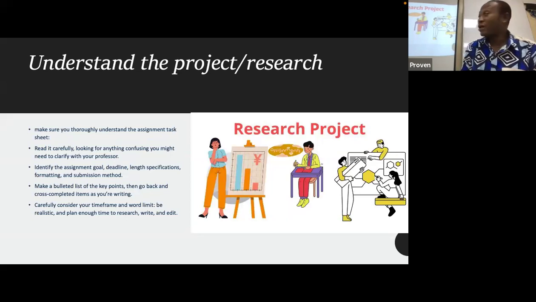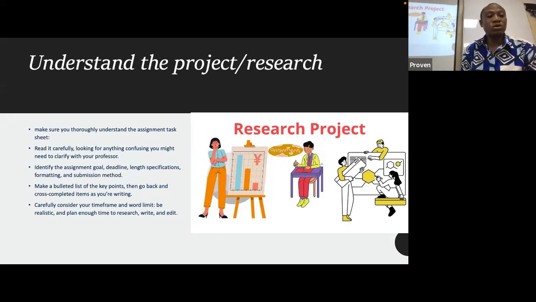Okay, so before you embark on it, some of the things you need to do is to ensure that you thoroughly understand what you are doing. So maybe I want to write a research paper on, let's say, how to mount a 2.5 meter dish. I need to understand very well what I'm doing. And then you need to read carefully and look at anything that is confusing within the title or within the objectives, that you really need to thoroughly understand.